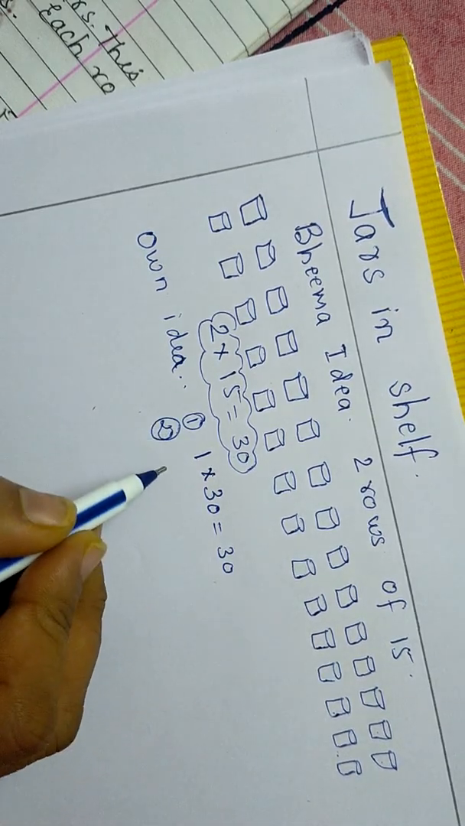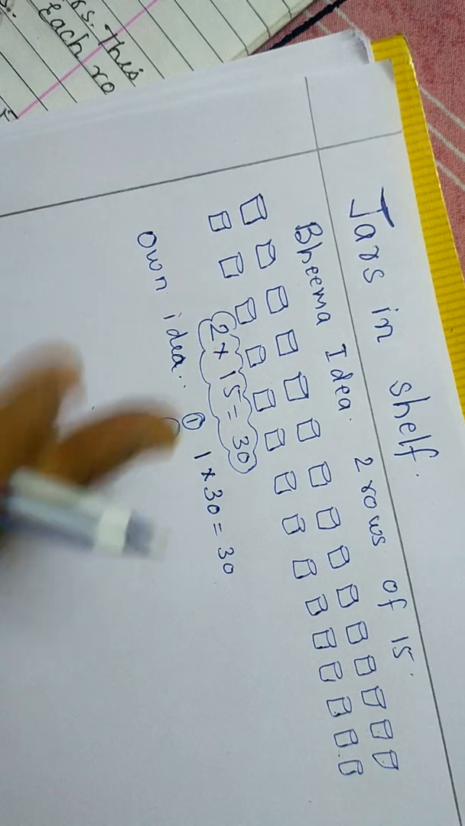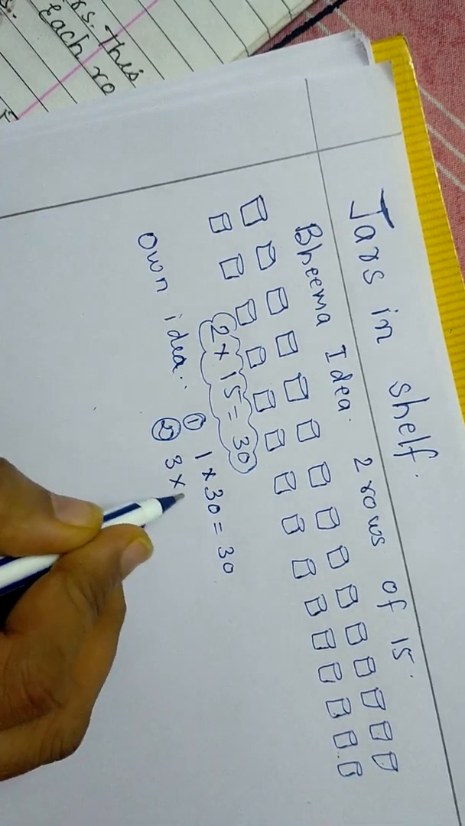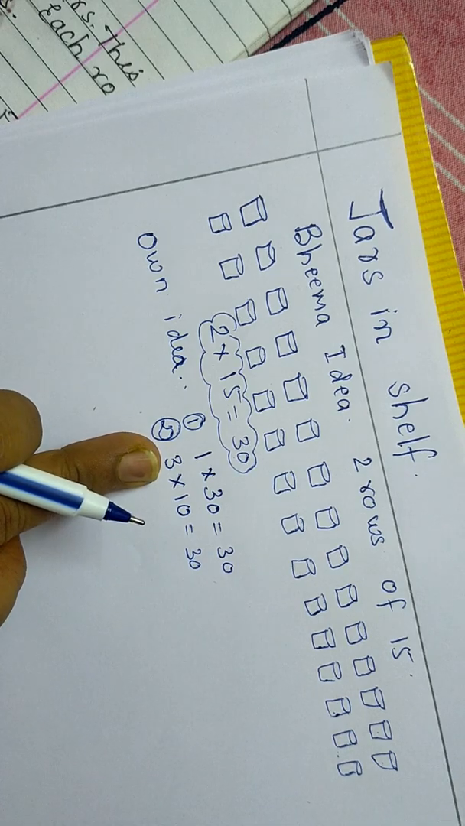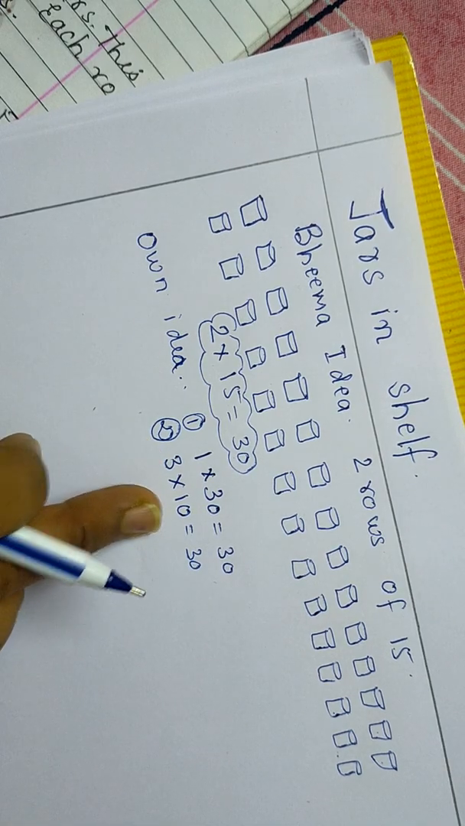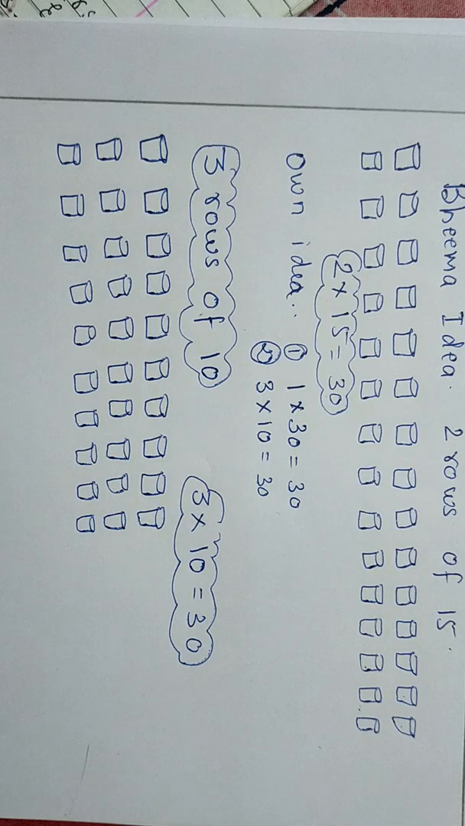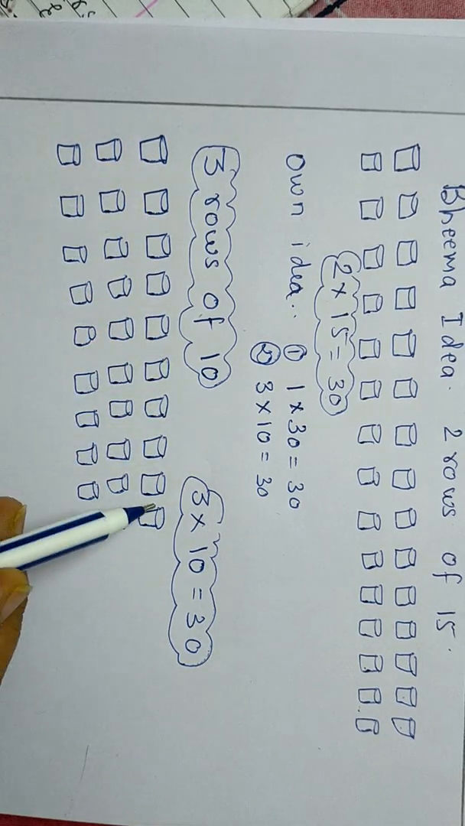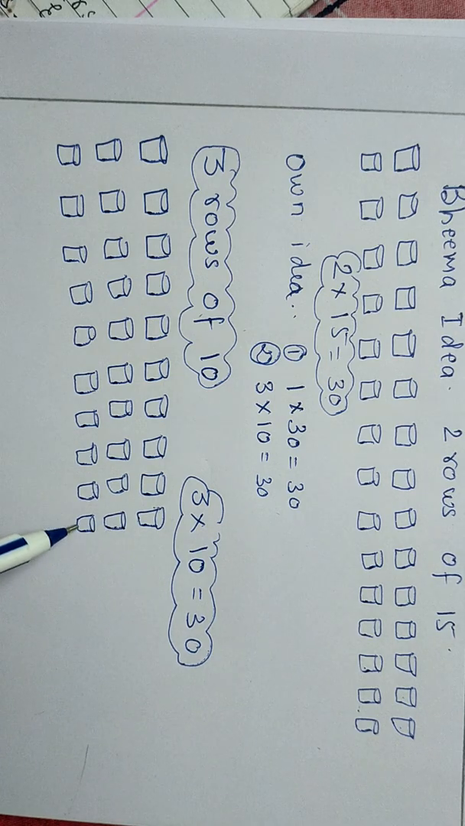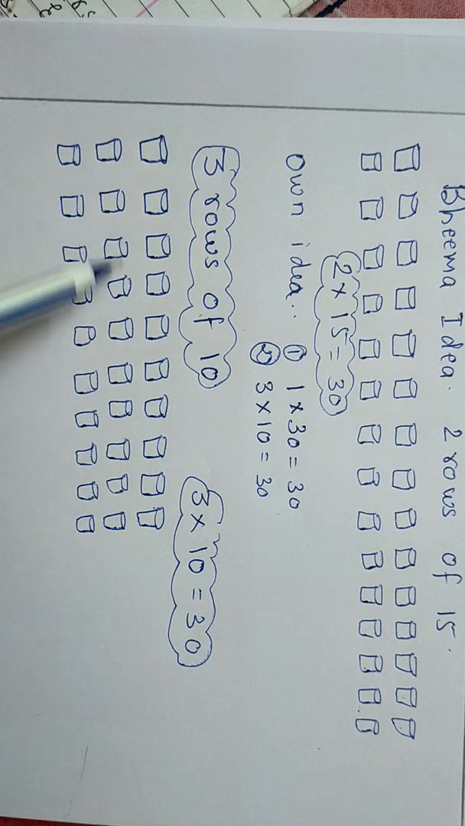Second one, 2 multiplied by 15 he has done. Now we can say 3 multiplied by 10 is equal to 30. So how many rows? 3 rows, and in one row 10 jars are there. So let's draw. So this is our idea. 3 rows of 10. In this row 10 plus 10 is 20, plus 10 is 30. So all 30 jars we have arranged in this way.